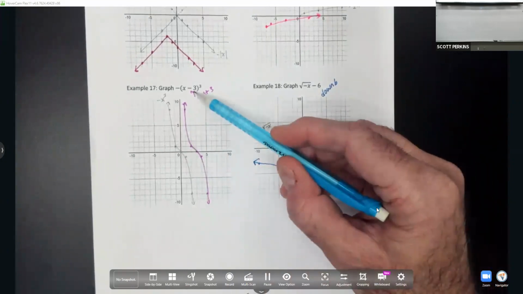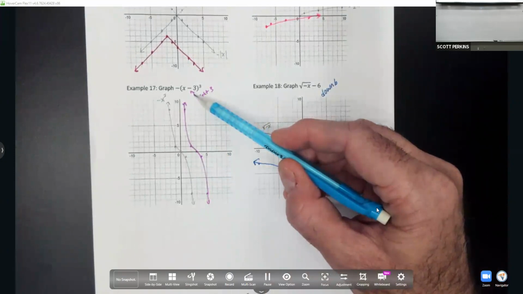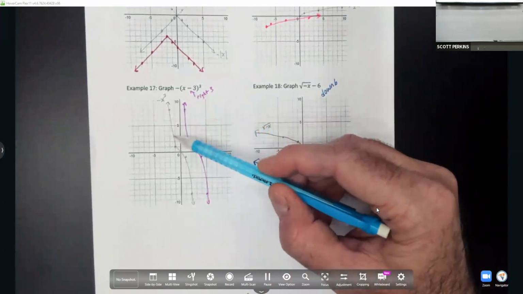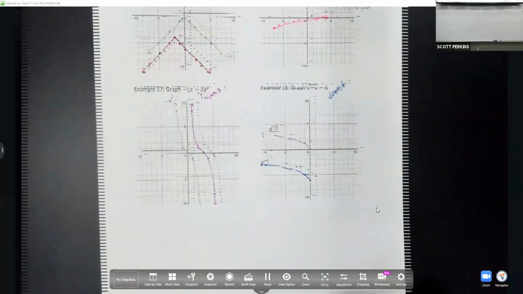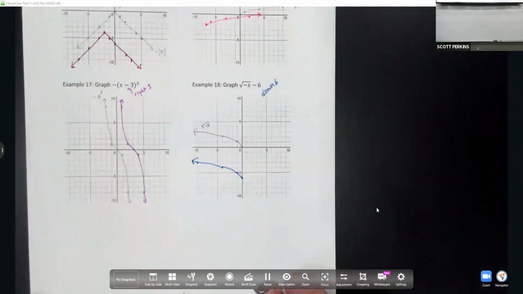And then because of the -3, I took that whole graph right 3. So I just counted each of these points, each of the basic points on the graph, right 3 units. Last but not least, I have this last example.